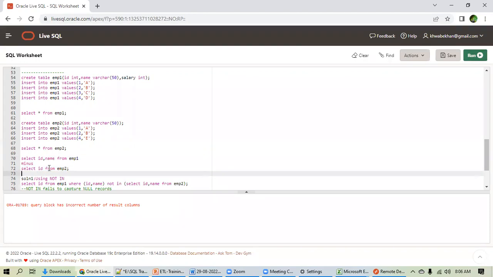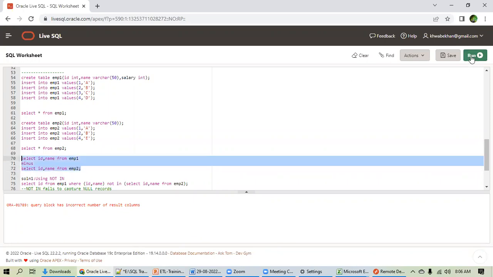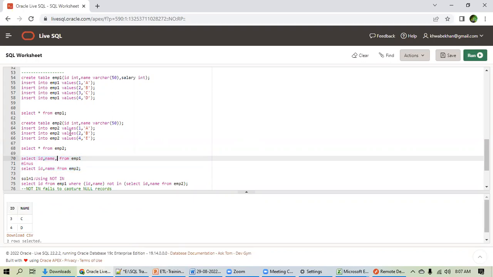It's clear, Tanvir. Someone is asking a question. After ID, instead of giving the name, can we hard code some varchar type value? Instead of name, can we have some value A or B? Can we directly hard code? Okay. Got it.